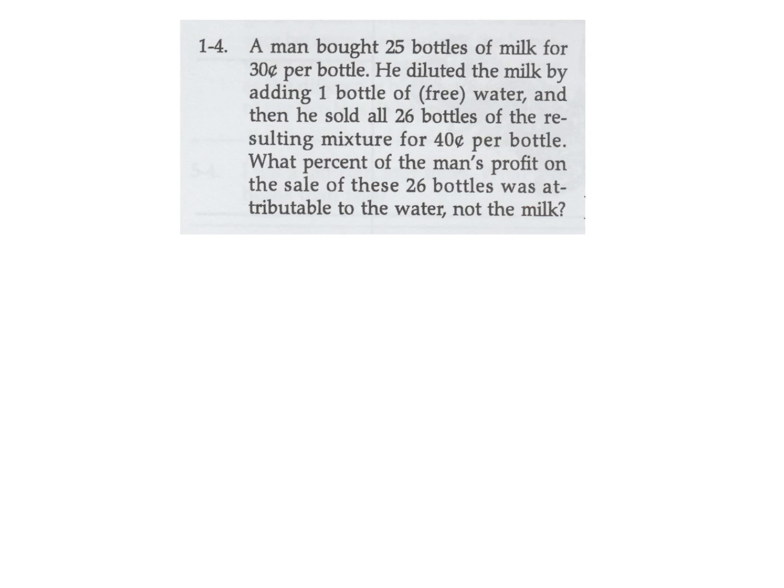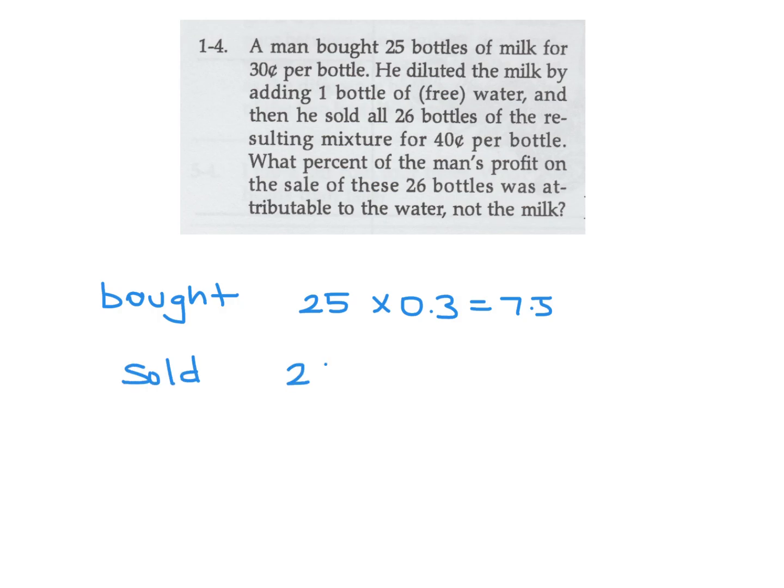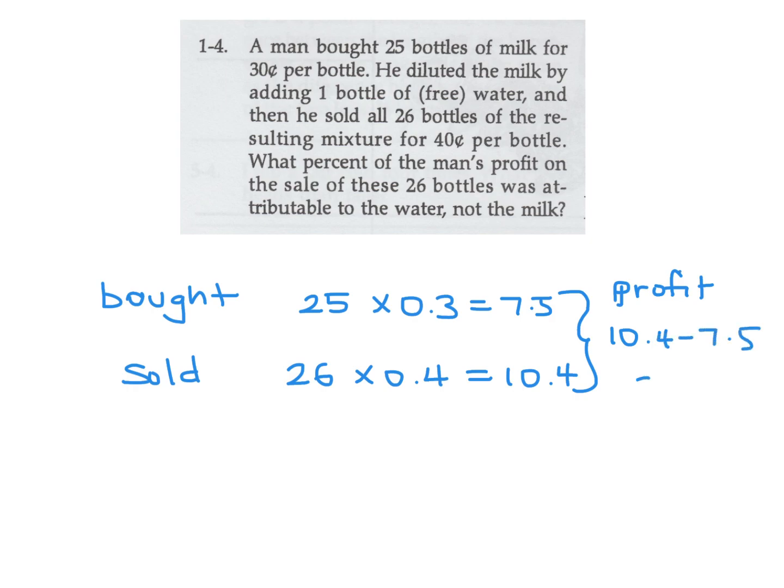oh boy, let's think about this for a second. So he bought, let's see, how much did he buy? He bought 25 bottles of milk at 30 cents per bottle, correct? So he spent $7.50. Yeah. And then he sold 26 bottles at 40 cents. So that's $10.40. So if you just look at those two numbers, the profit would be 10.4 minus 7.5, which is 2.9.